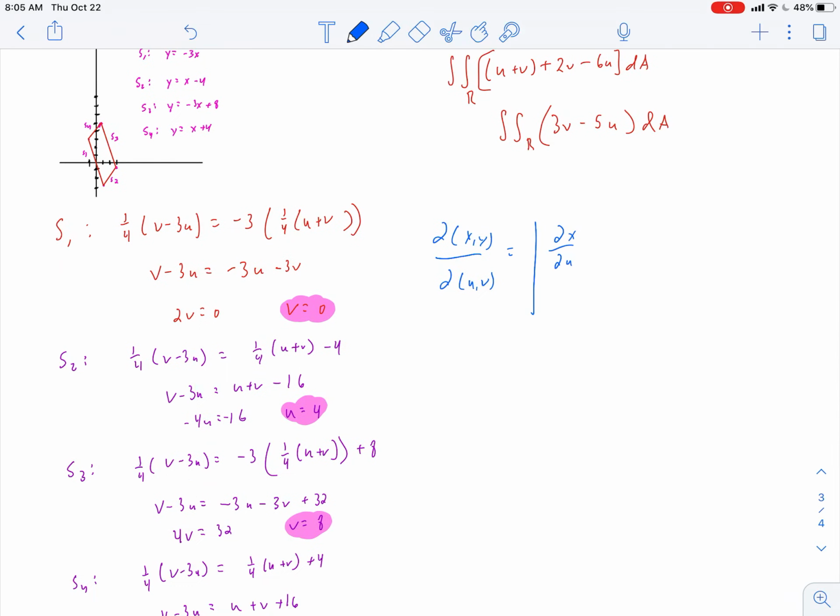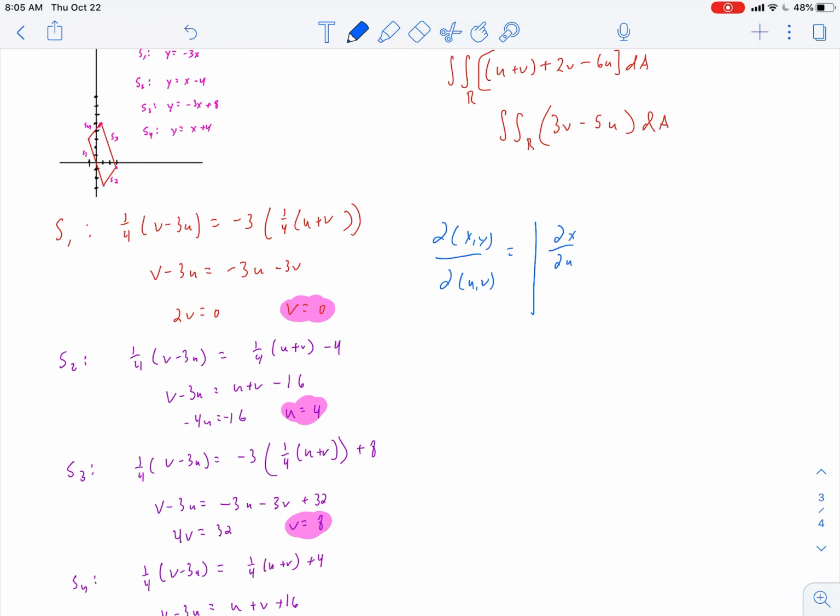So we do the Jacobian, and we're going to get, looking at this, for x, if I take the partial derivative of x with respect to u, I'm just going to get 1/4. The partial of x with respect to v, I'm going to get 1/4. The partial of y with respect to u, I'm going to get negative 3/4. The partial of y with respect to v, I'm going to get 1/4. So doing the determinant, we're going to get 1/16 minus, but it's a negative, so it's going to be plus 3/16, which is 4/16, which is 1/4. So our Jacobian is 1/4.